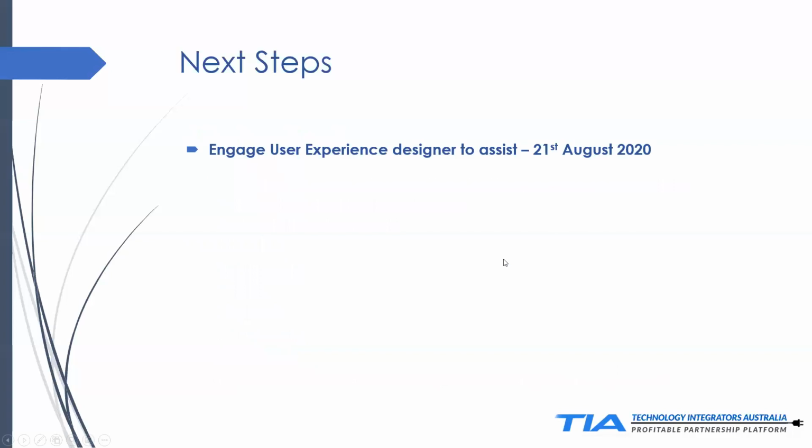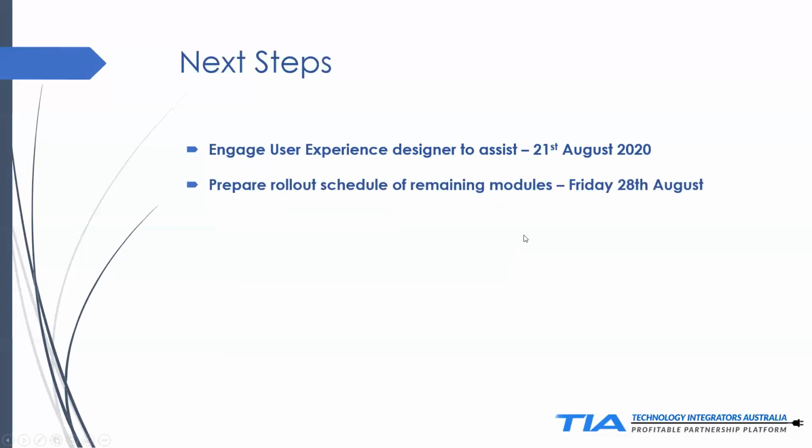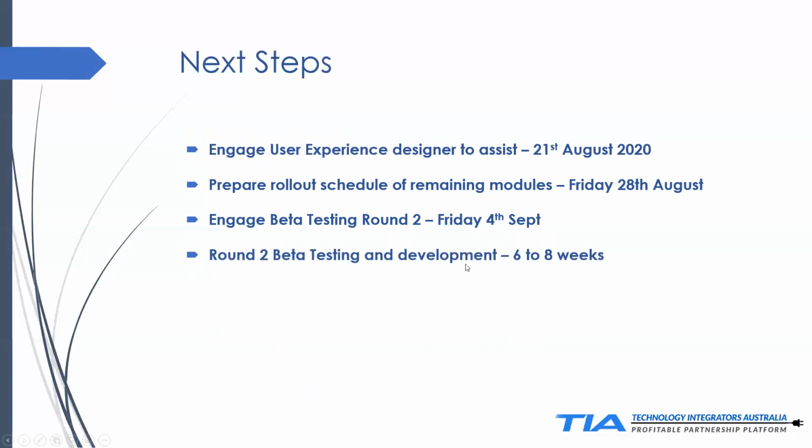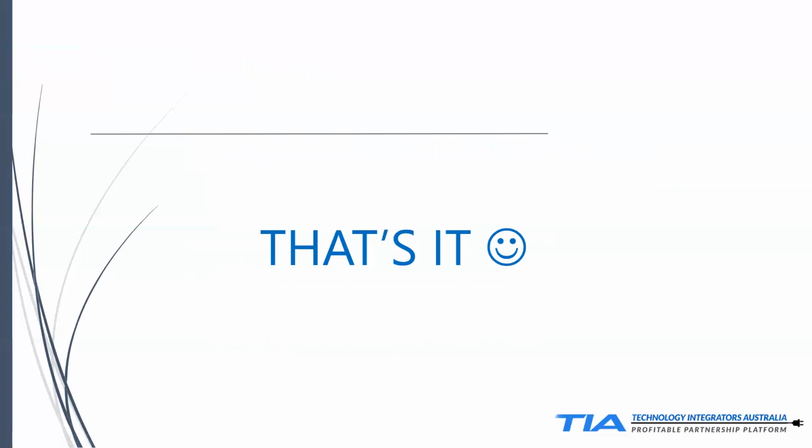After that, I'm looking at getting a user experience designer to assist. Hopefully we'll have them engaged by the 21st of August. We'll look at preparing a rollout schedule for the remaining modules by the 28th. Look to engaging the second round of beta testing, which is another 12 people, by Friday the 4th of September. That will probably take 6 to 8 weeks with a view to potentially launching on November the 1st. Earlier if possible, but that could be the date. And that is it.